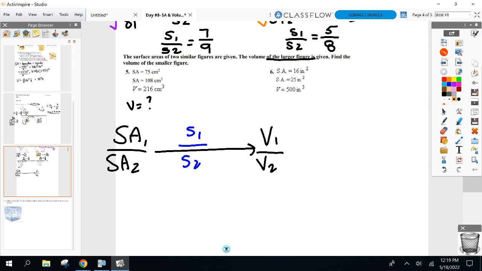Can you get me from the surface area to the similarity? Can you do that? And then can you go from similarity to volume? I think that's how we have to do it. We've got to go through the similarity first. So 75 over 108. What are you doing to the 75 and 108 to get to the similarity ratio? Take the square root. Yep. So take the square root, which you should be able to do on your calculator. And what is the similarity ratio?